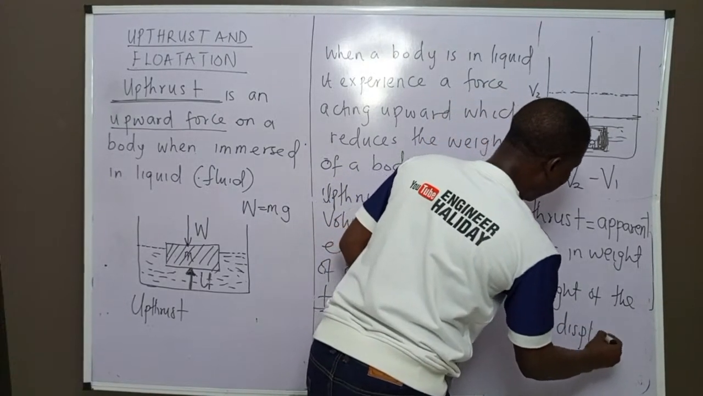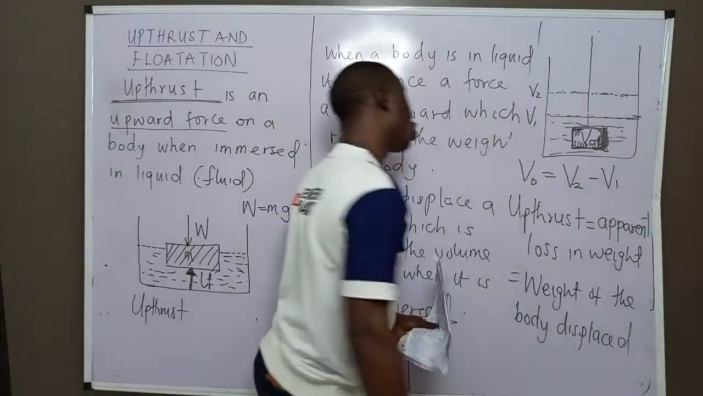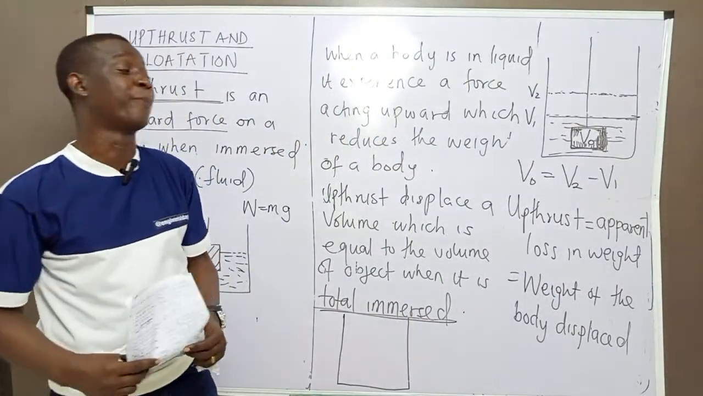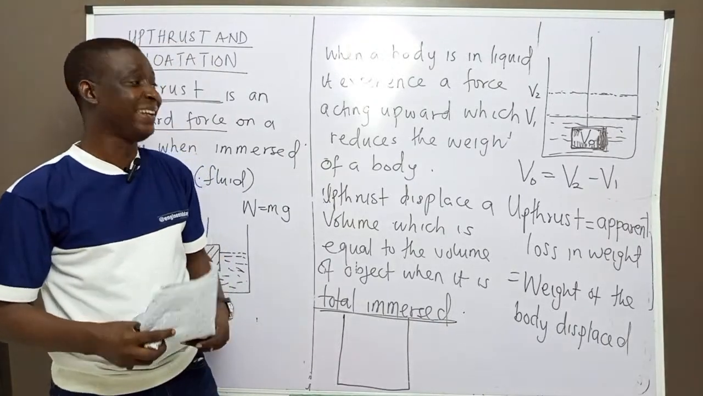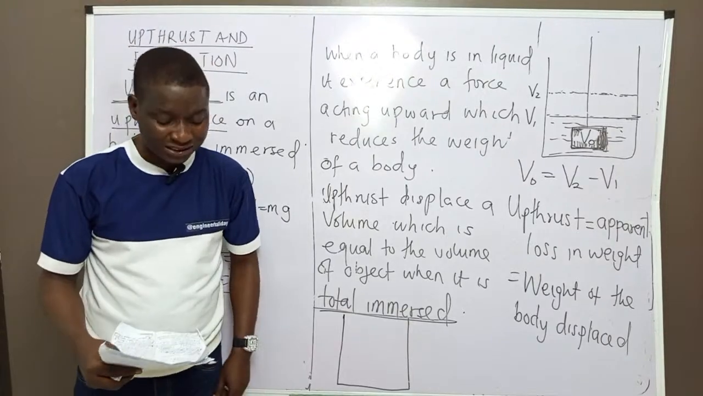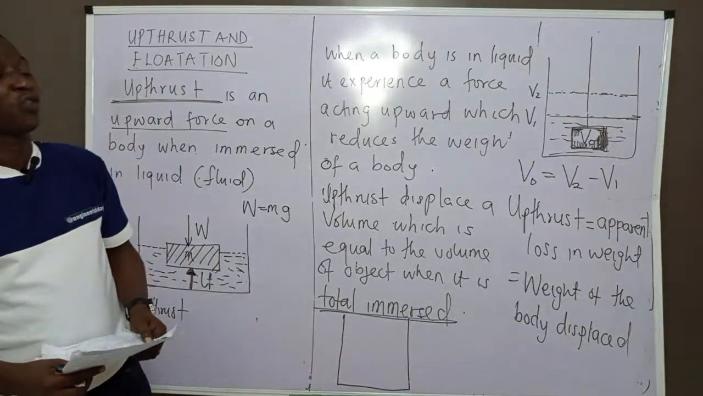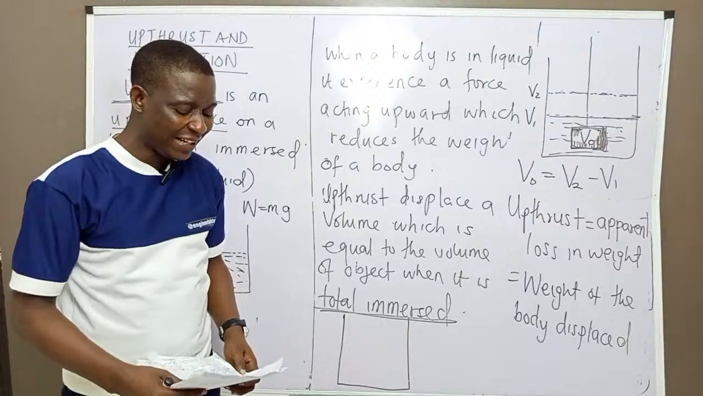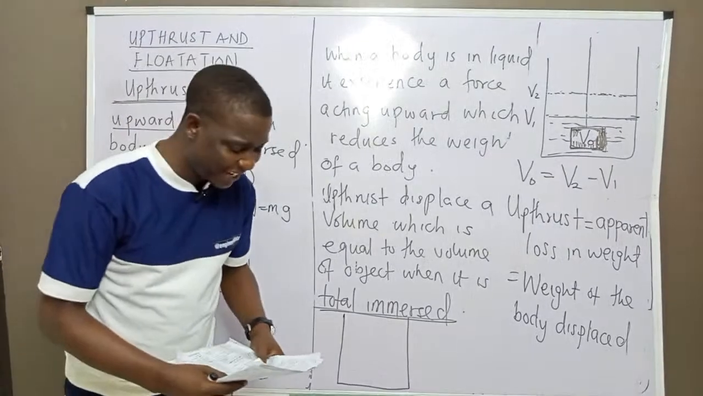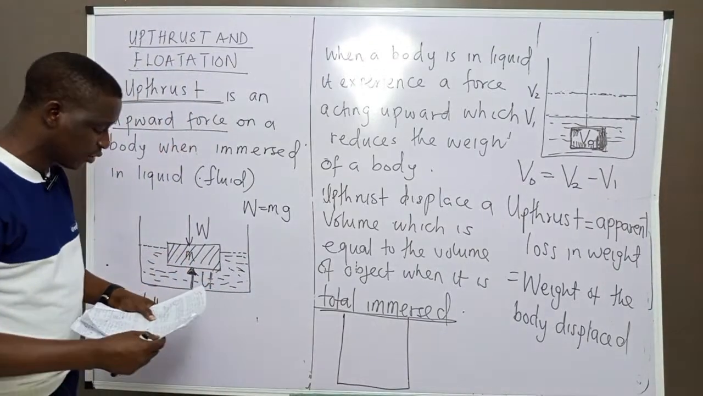I'm giving you this language because they might not come directly. They might not ask you Upthrust directly. Indirectly, Upthrust means what? Loss in what? Apparent loss in weight. Upthrust also means what? Weight of the what? Of the body displaced. So anyone that asks you, please take note of that.